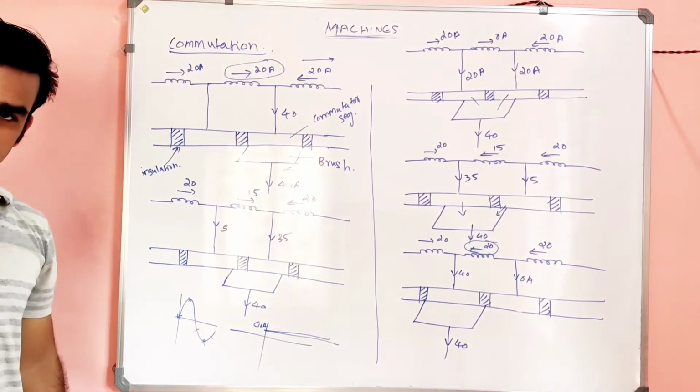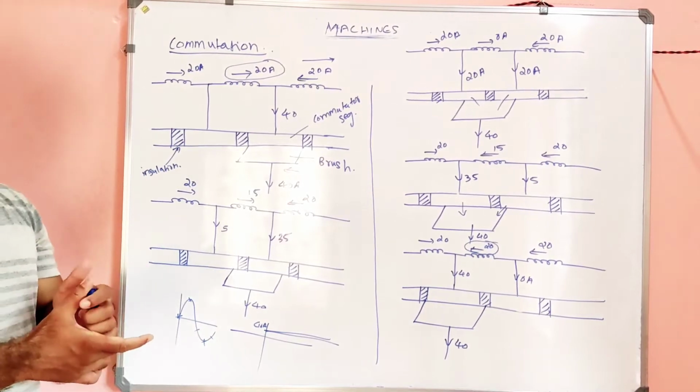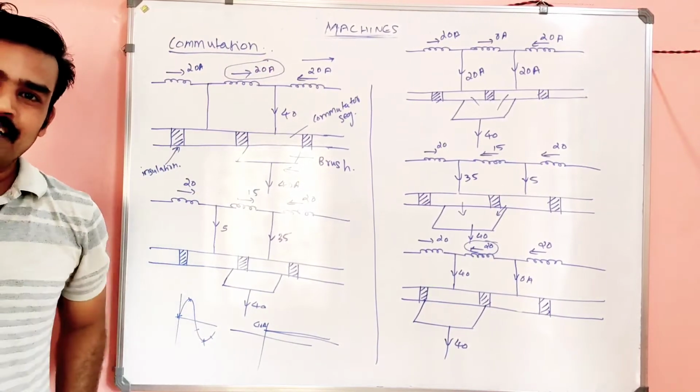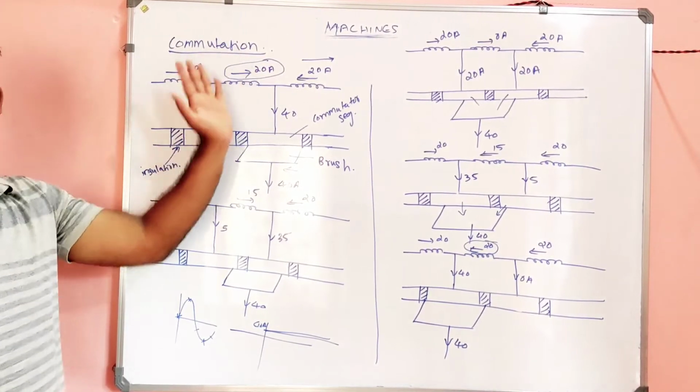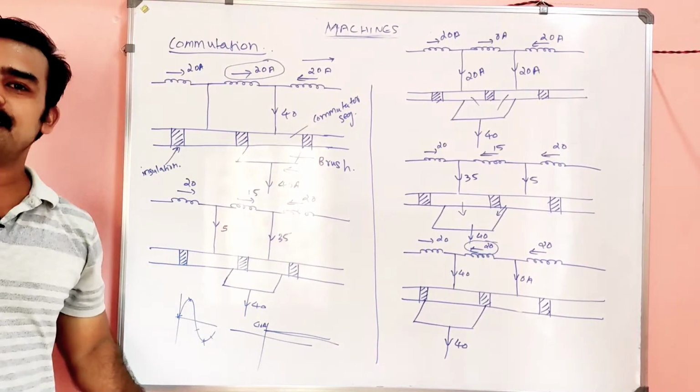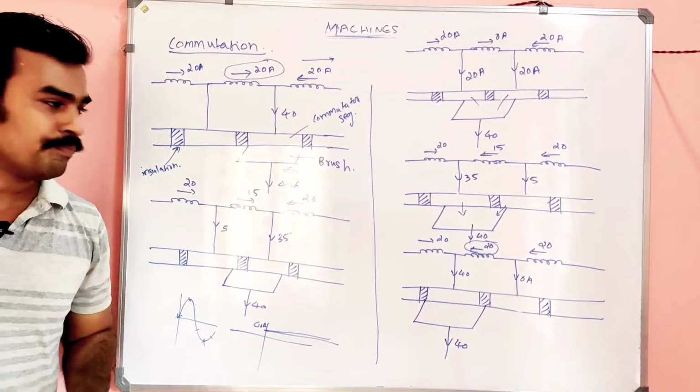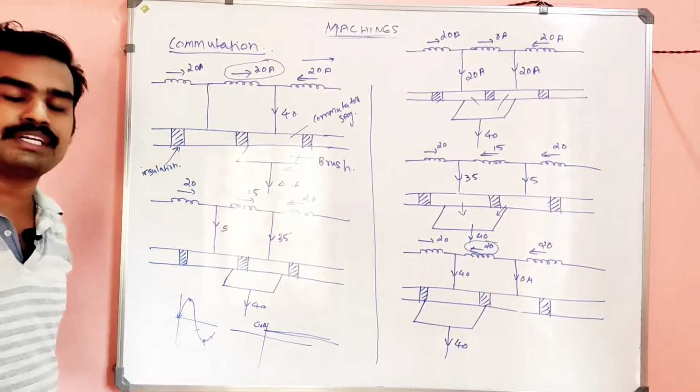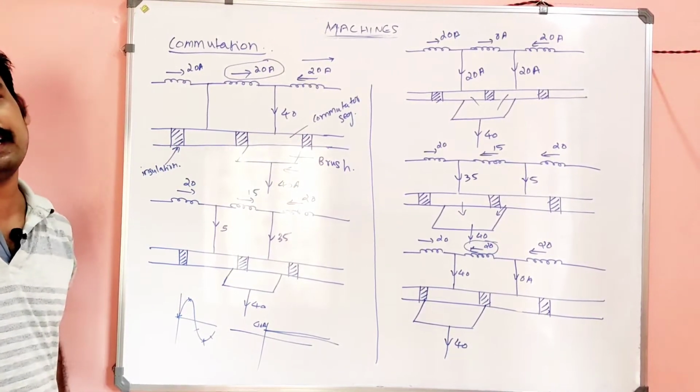Is it correct? So commutation means changing AC to DC simply, or the reversal of current in the coil happens and in the output there is no reversal, it is constant all the time. That process is called, my dears, commutation. That arrangement is called the commutator.